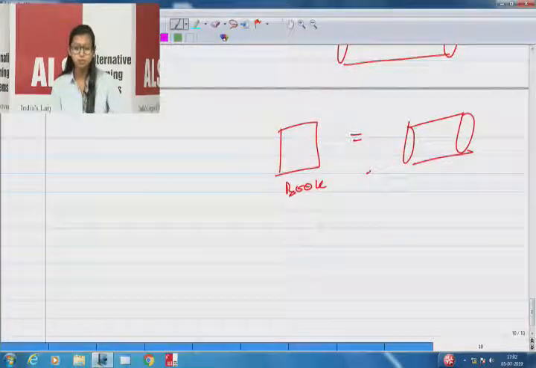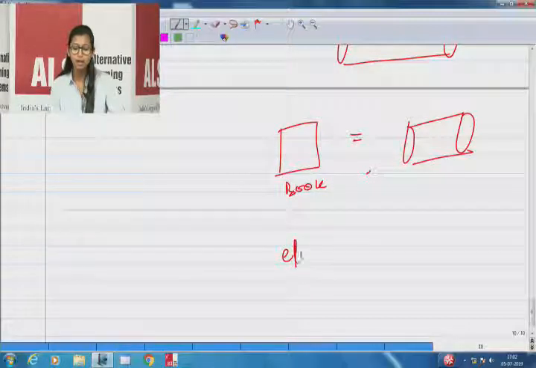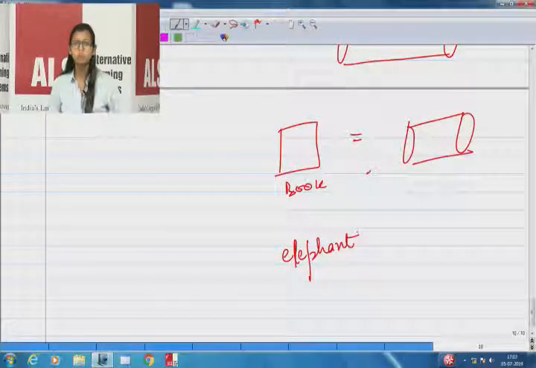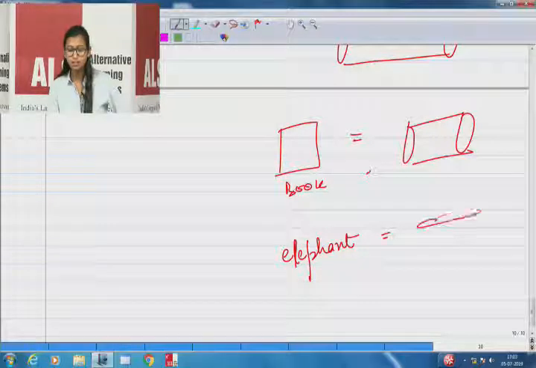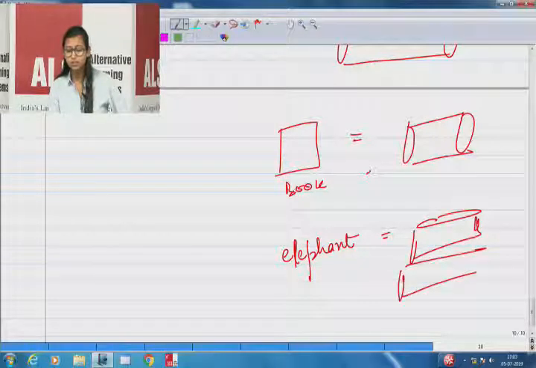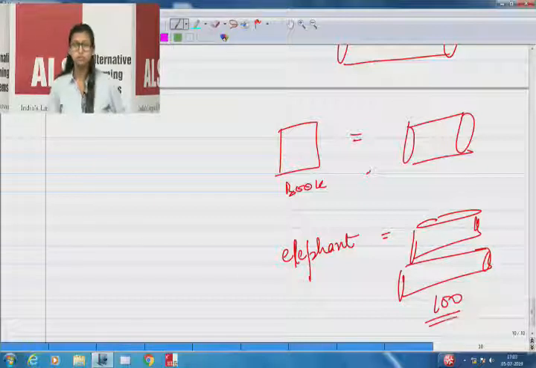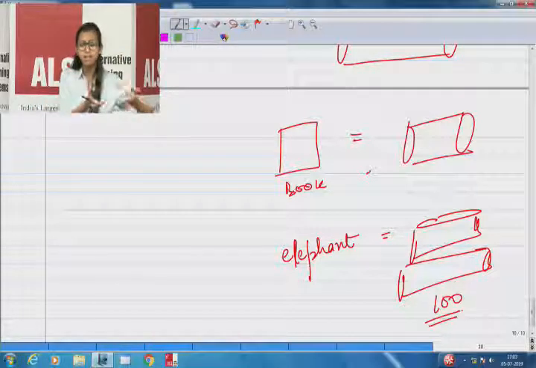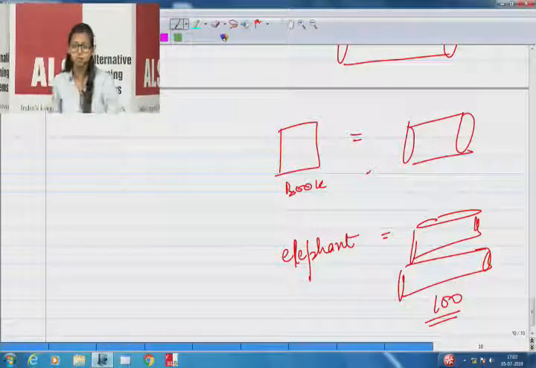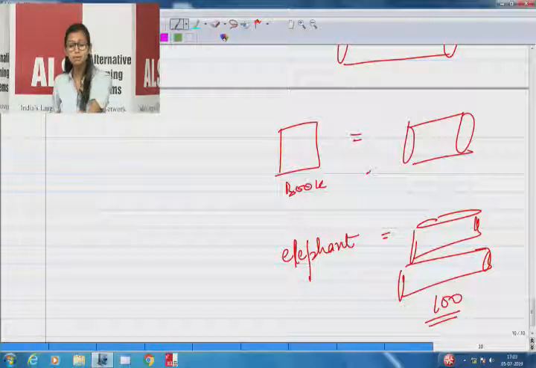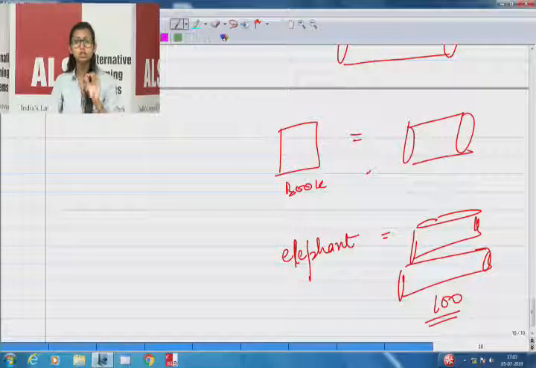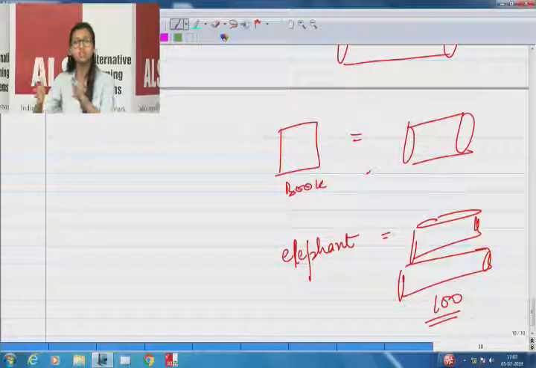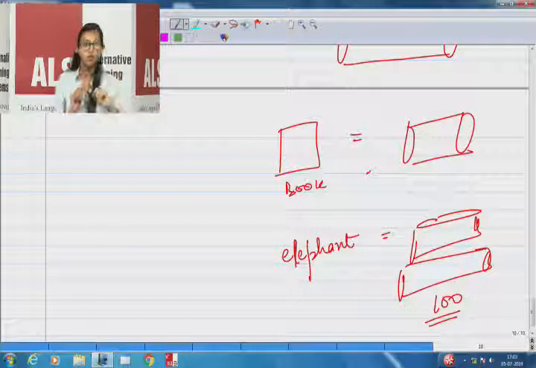Now let's say I want to measure the mass of an elephant. I have a balance beam. At one side there is the elephant, and I have to balance it with 100 cylinders on the other side. Are you able to see that I am keeping my cylinder as the reference? For the book, one cylinder equals its mass. For the elephant, if you keep 100 cylinders, then you get the mass of the elephant, right?